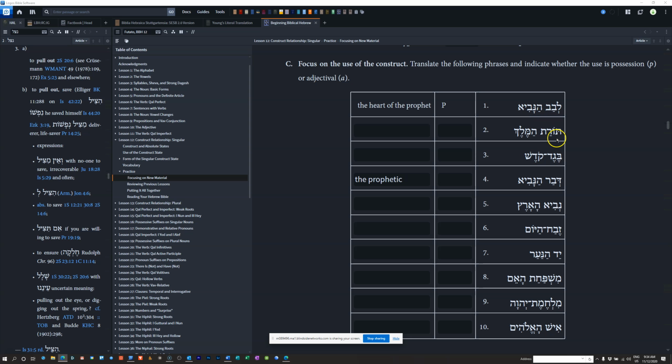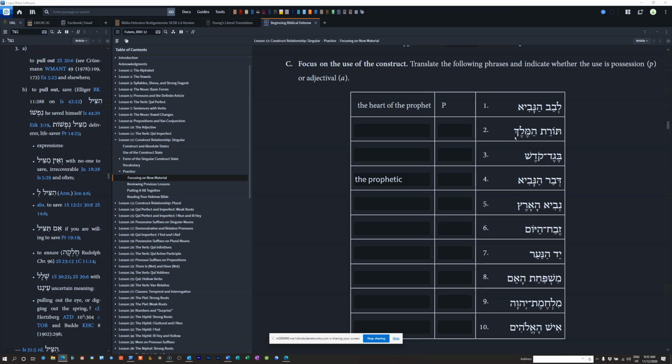All right, number two, we've got torat hamelek. Again, to figure out whether torat is definite, we have to look at the absolute. The absolute is definite, so torat is going to be "the instruction of the king." The instruction of the king. So is this going to be the king's instruction? Now again, possession is probably a bad way to describe this.